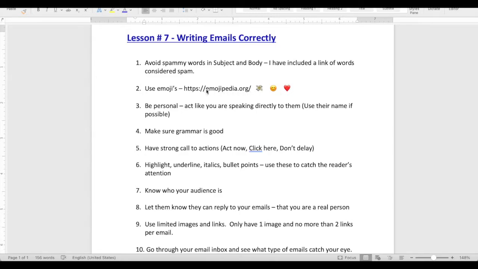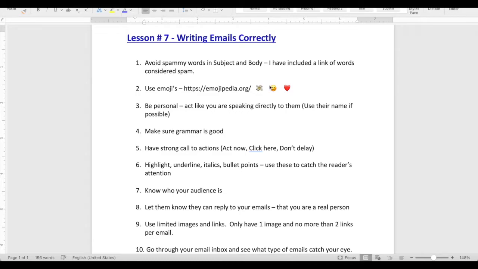Emojipedia.org is a really good place to get all of your emojis. So use your emojis, especially in the subject line. That kind of gives them a visual of what they're seeing. So use emojis, and that's a really helpful way of writing and getting people to open your email, basically.